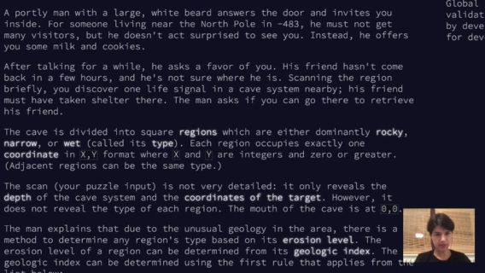The cave is divided into square regions, which are either dominantly rocky, narrow, or wet, called the type. So we have rocky, narrow, or wet as type. Each region occupies exactly one coordinate in X,Y format, where x and y are integers 0 or greater. Adjacent regions can be the same type.